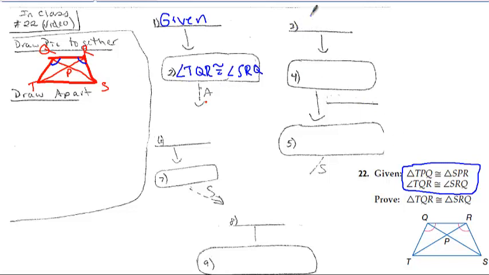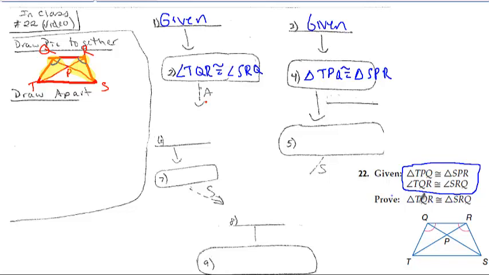They also give me that triangle TPQ is congruent to triangle SPR. With that there, I know that I'm looking at these two triangles here, kind of that one on the side there, and this one on the side over here. That's probably going to come in useful a little bit, but before we get to that, let's look at a couple other things.